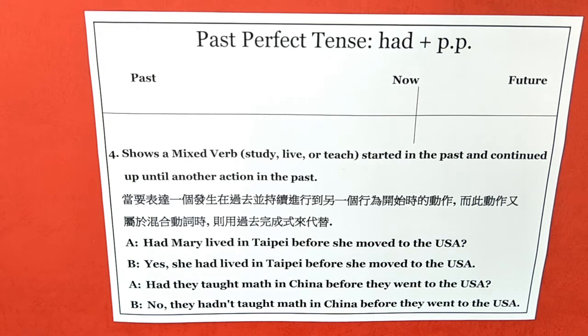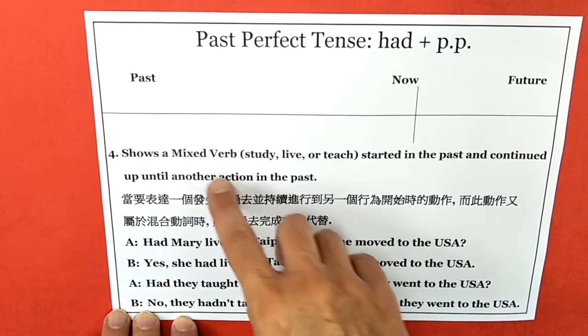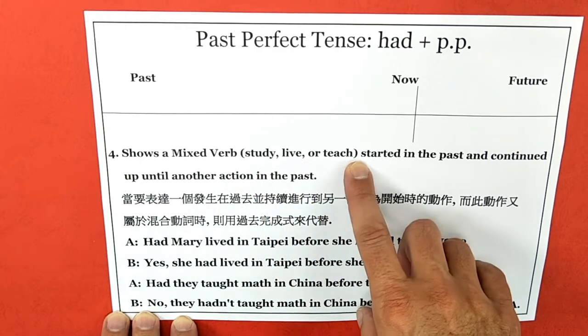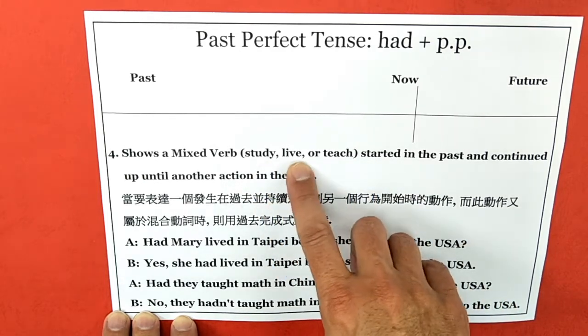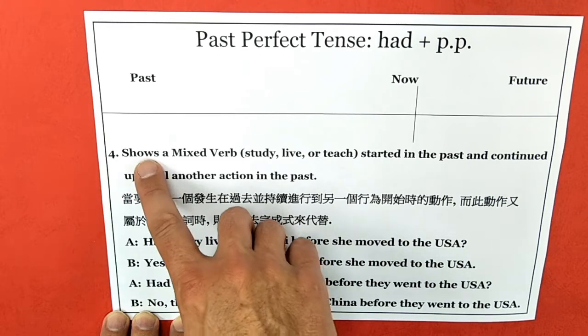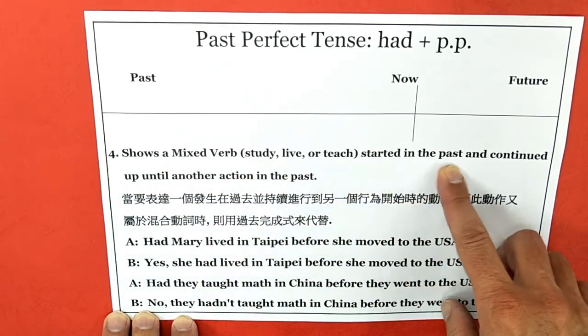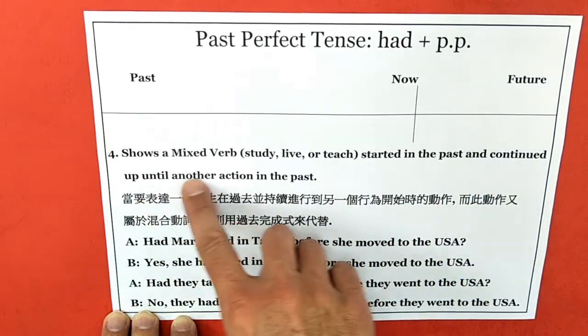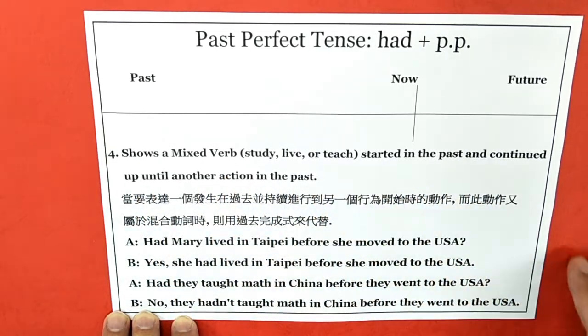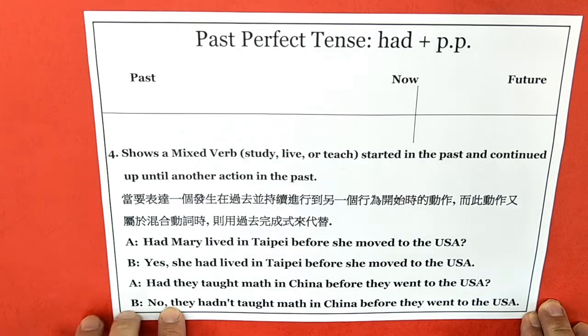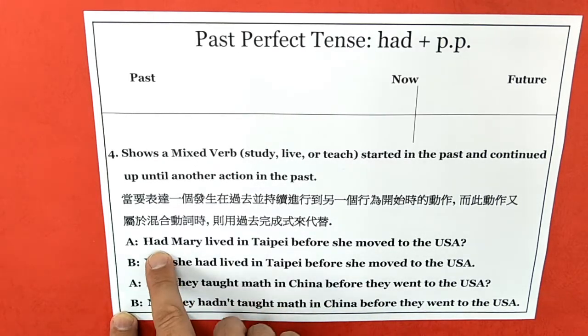This is why sometimes American kids are confused. What tense is this? What should I use here? Well, especially with the mixed verbs. Now, in Taiwan, your teacher will teach you these three mixed verbs: study, live, or teach. So number 4, shows a mixed verb, study, live, or teach, started in the past and continued up until another action in the past. All right, so let's read the sentence.